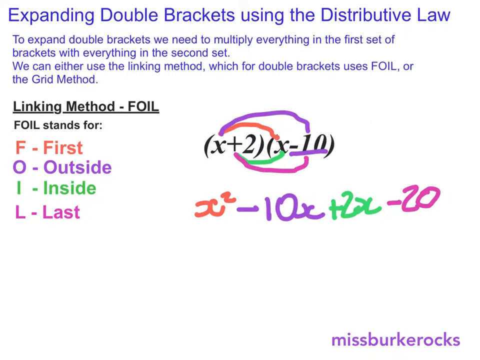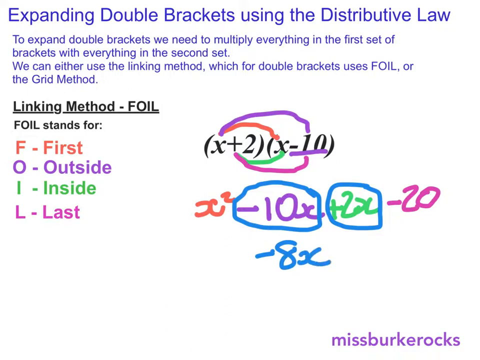So for this one, I'm again collecting my like terms. I now have negative 10x plus 2x, which gives me negative 8x. Everything else drops down as it does normally. So we've got x squared, take 8x, take 20, and we're done for that one.